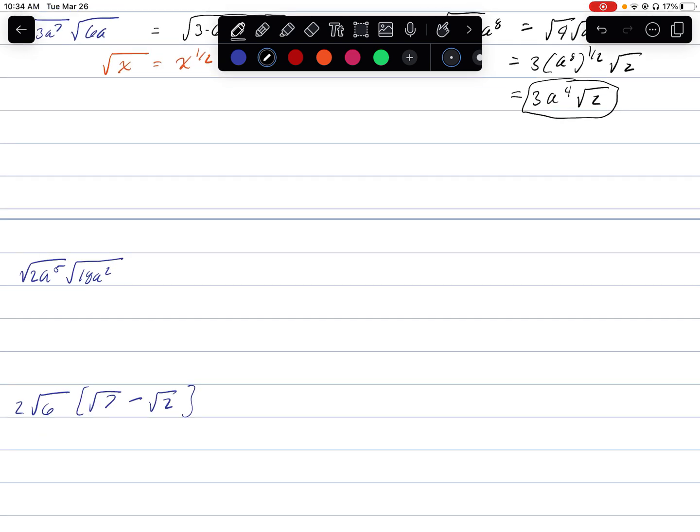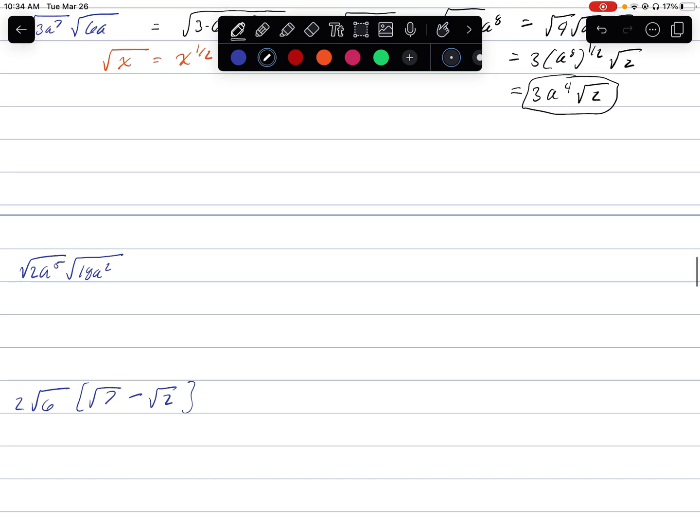Okay, now let's look at this next one. Here we have the square root of 2 times a to the 5th times the square root of 18 times a squared. Okay, so let's see what we can do here. So now, if we want to combine, we can start by combining everything under one if we don't know what else to do. Okay, so we have the square root of 2 times 18 times a to the 5th times a squared.